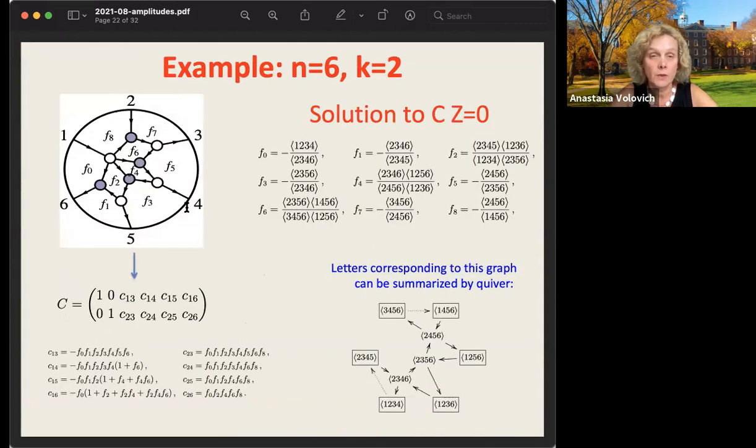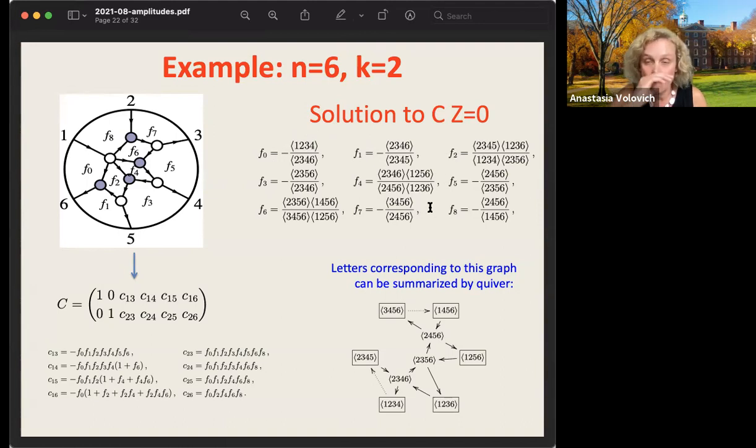So for example, this is a 6-point Plabic graph. You parameterize it, label it by face variables, and then you solve C·Z=0, and all the entries in C are given in terms of the f's by this formula, and that's it. You can actually give this to students and undergrads to generalize. It's nothing you need to know, just algebra: you solve C·Z=0, and that's what you get. Then you look at what letters appear here.